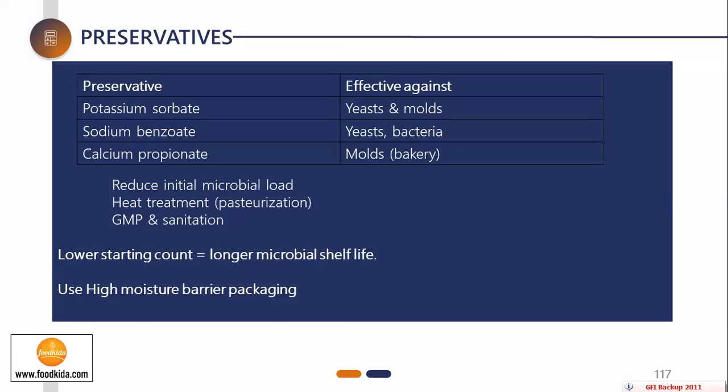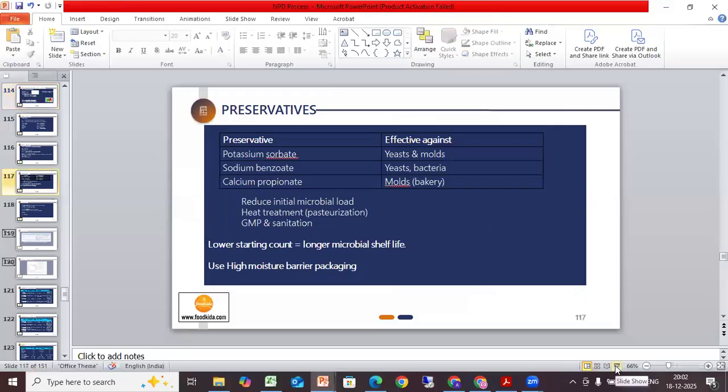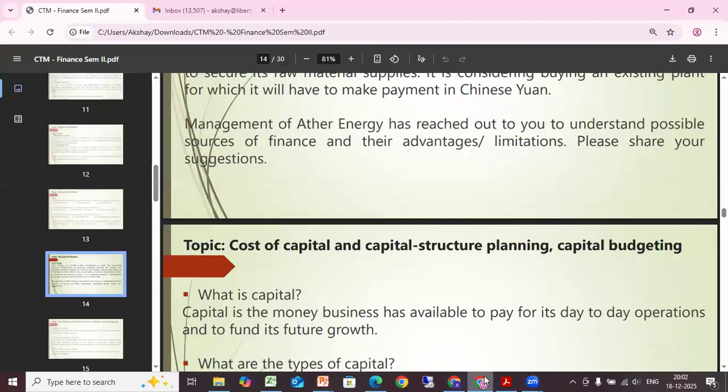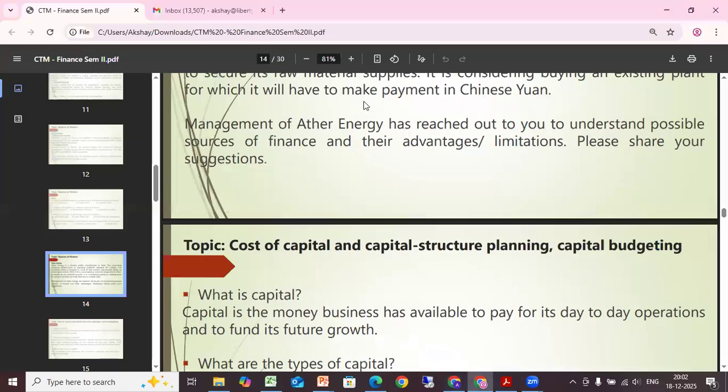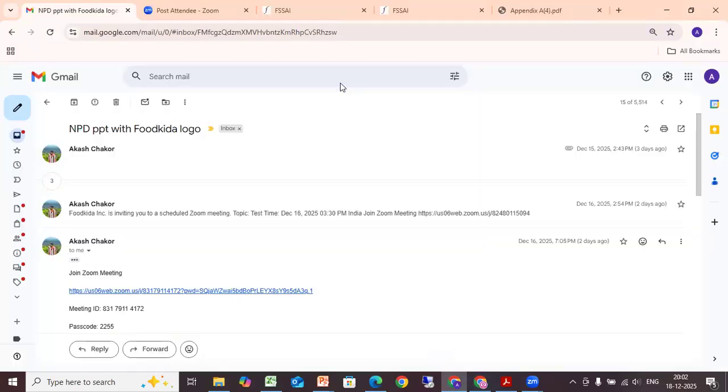Mr. Akshay, one question. Where do we use this potassium sorbate and sodium benzoate? Is there any specific application? For example, if I'm making a culinary sauce which has got milk inside, what would be the preservative I would be looking at, sorbate or benzoate? I will tell you how. Just hold on, let me open that.